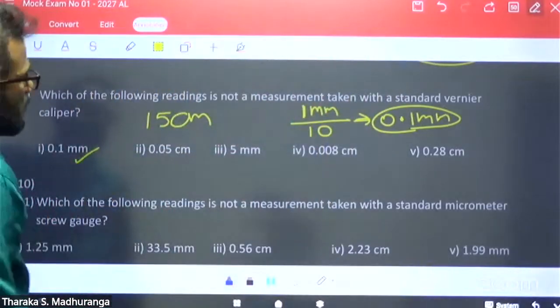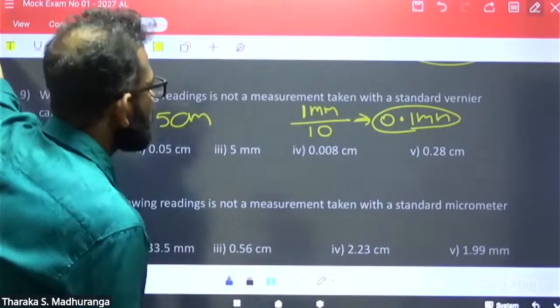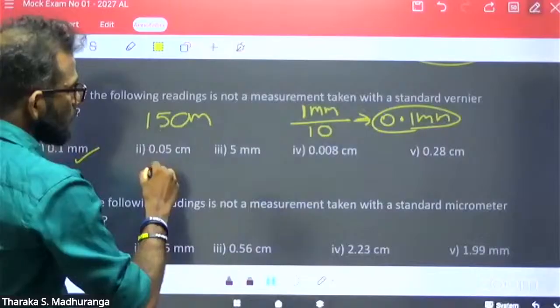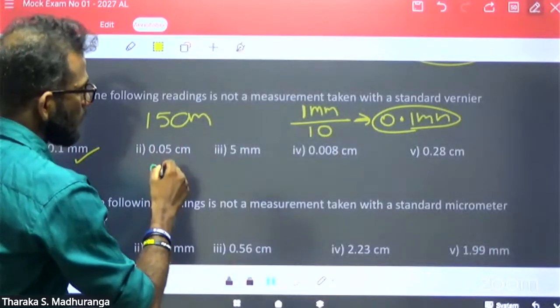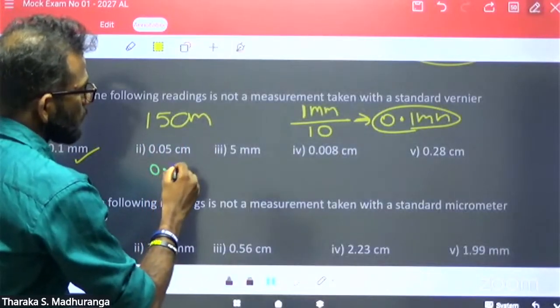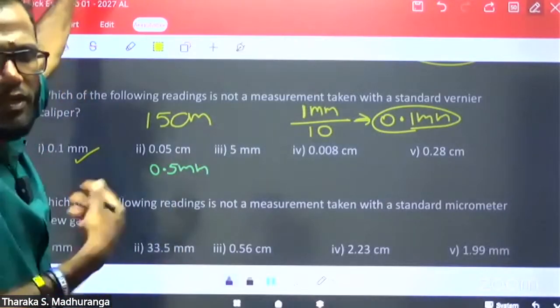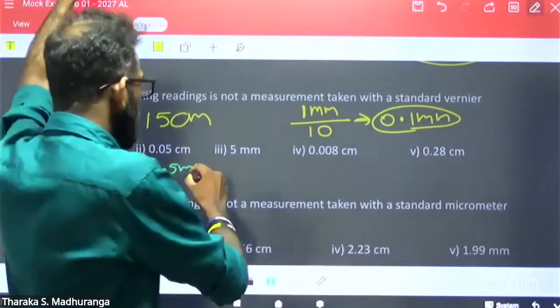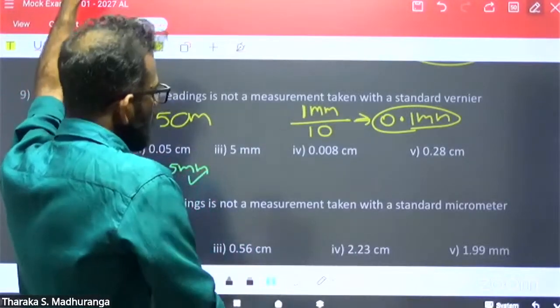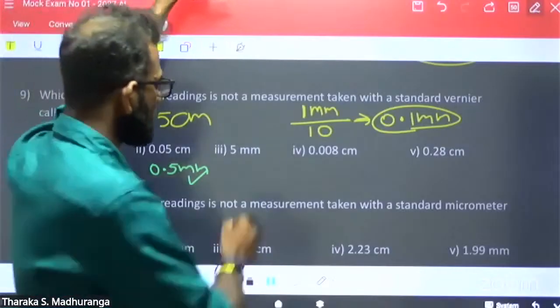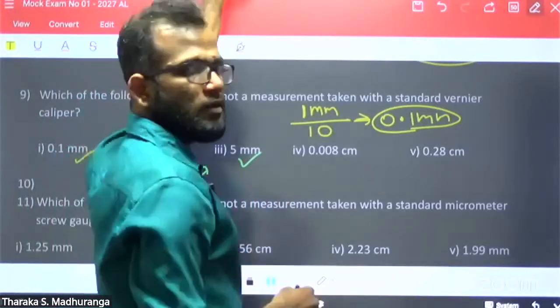0.05 centimeters. These centimeter values you have to convert into millimeters, otherwise you can't decide. It is 0.5 millimeters, okay. 5 millimeters, that's also okay.